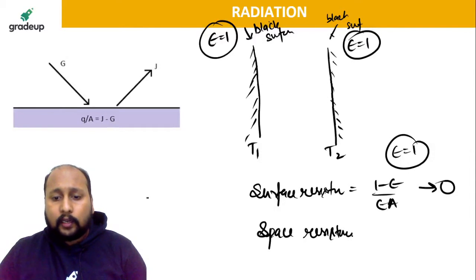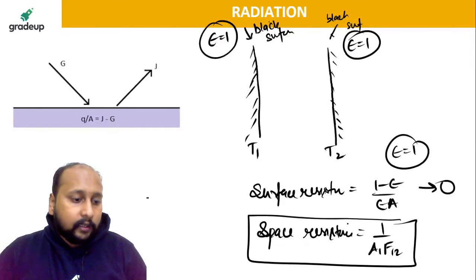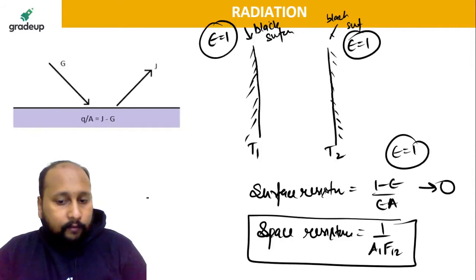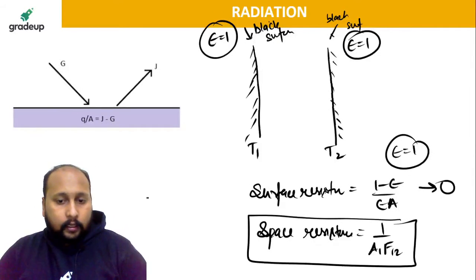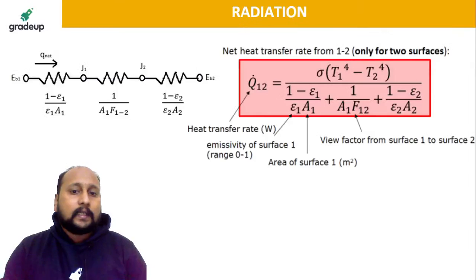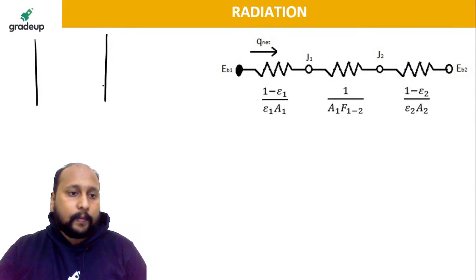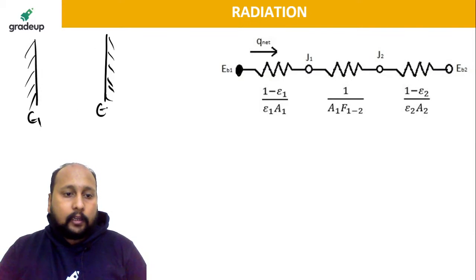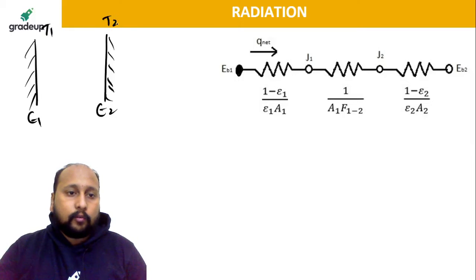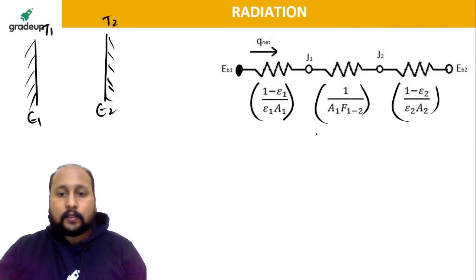Very good, absolutely correct. Those who are able to respond to this question definitely have clarity on this topic of radiation network. Okay, fine. Is this clear? So now we can draw the circuit diagram. Let us suppose these are two parallel plates having emissivity E1 and E2, temperature T1 and T2. We have three resistances: (1 minus emissivity 1) upon (emissivity 1 times A1), then space, and then surface.